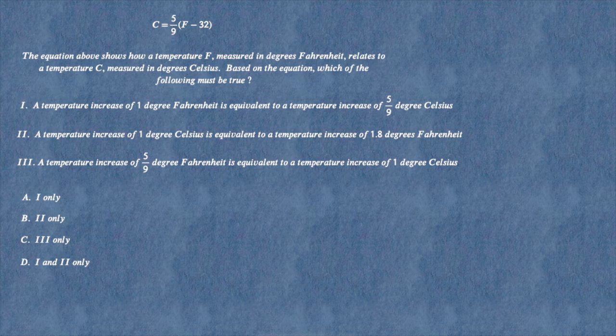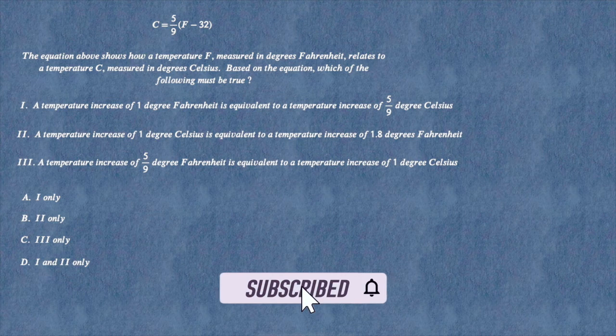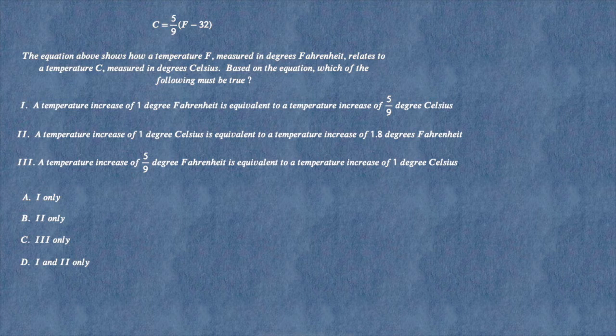1. A temperature increase of 1 degree Fahrenheit is equivalent to a temperature increase of 5 divided by 9 degree Celsius. 2. A temperature increase of 1 degree Celsius is equivalent to a temperature increase of 1.8 degrees Fahrenheit. 3. A temperature increase of 5 divided by 9 degree Fahrenheit is equivalent to a temperature increase of 1 degree Celsius. And they have given 4 answer choices.